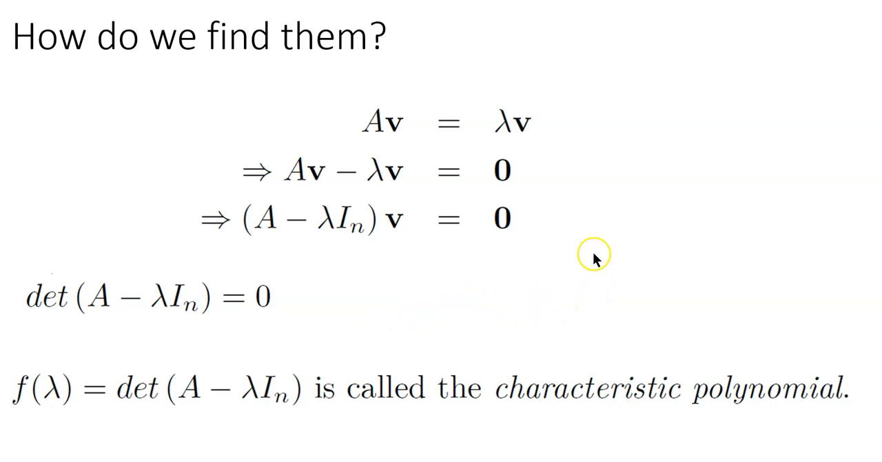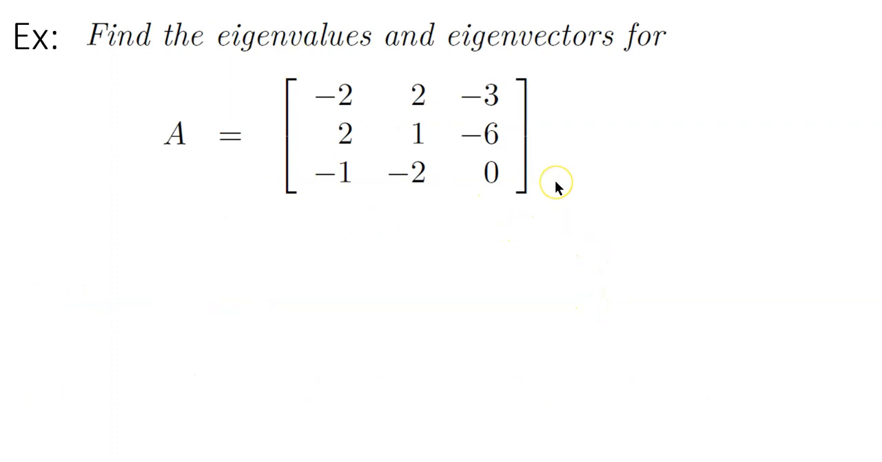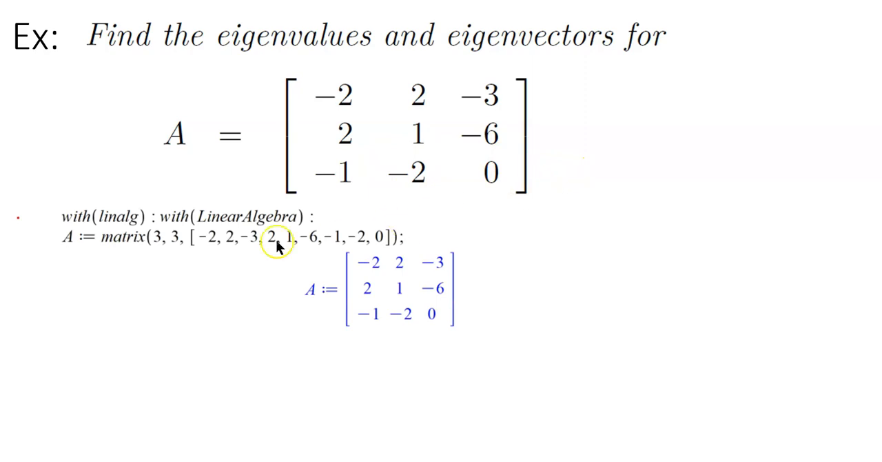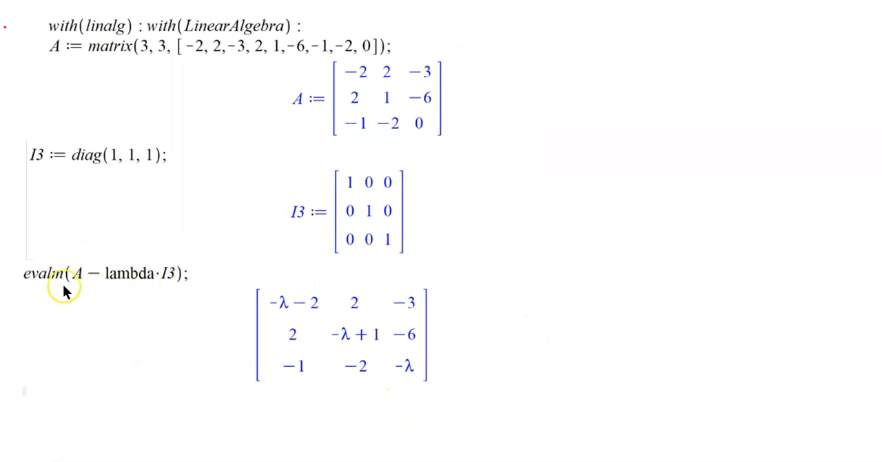Okay, let's look at an example. Let's say I have this matrix. We're going to look for the eigenvalues and the eigenvectors. So using Maple, I will set up the matrix, let A equal all of that, and type it all in. I need the identity matrix, so I need a 3 by 3 identity matrix. The easiest way to do that is to use diag(1, 1, 1), because there are only ones down the diagonal. So I need to look at A minus lambda I3. So I have evalm(A - lambda*I3). Notice we have negative lambdas down the diagonal.